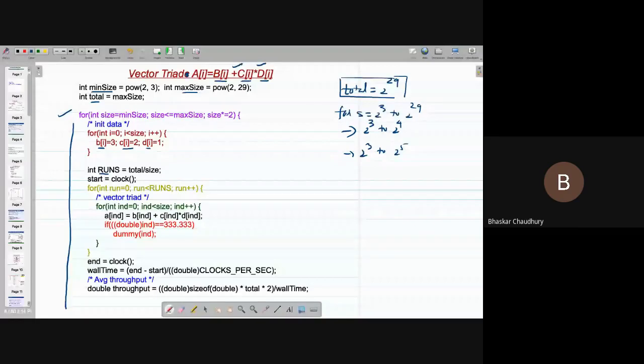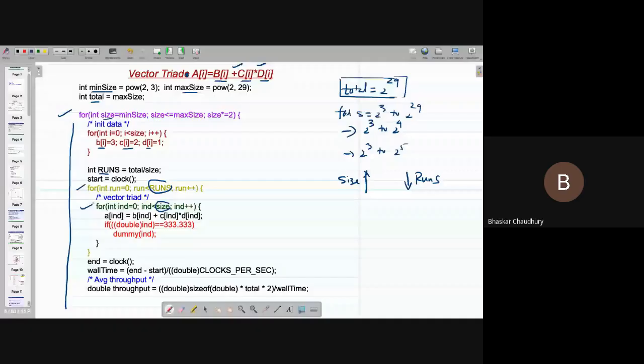So therefore, as this size increases, the runs will decrease. This part is important. As size increases, the runs will come down. This variable will come down. However, runs into size, total, remains fixed. So you can see that we are using these two variables here, runs and size. What that means is that if we combine these two for loops, they will always execute the same number of iterations, because runs into size is equal to total.